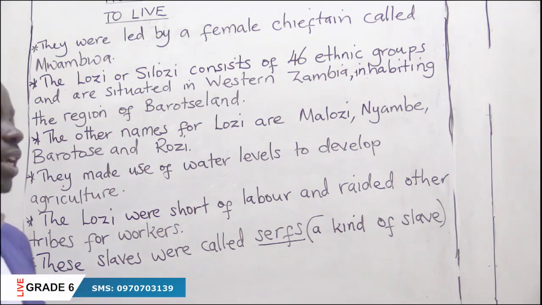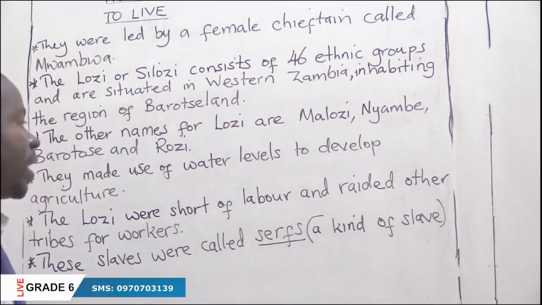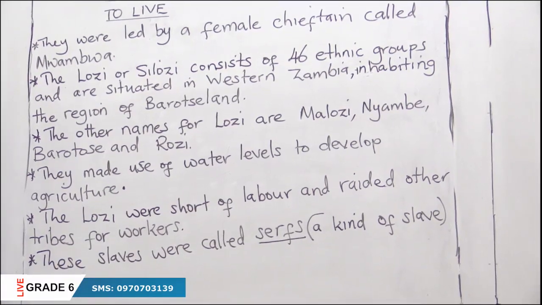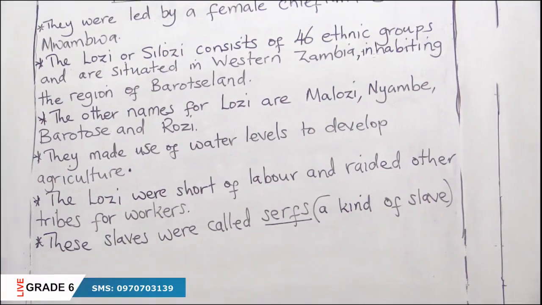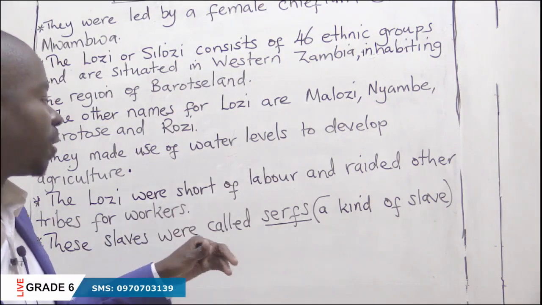Then you must also understand that the soils along the Zambezi River are fertile. So because of the fertile soils, they took advantage of them in order to grow different crops. The Lozi were short of labor and raided other tribes for workers.